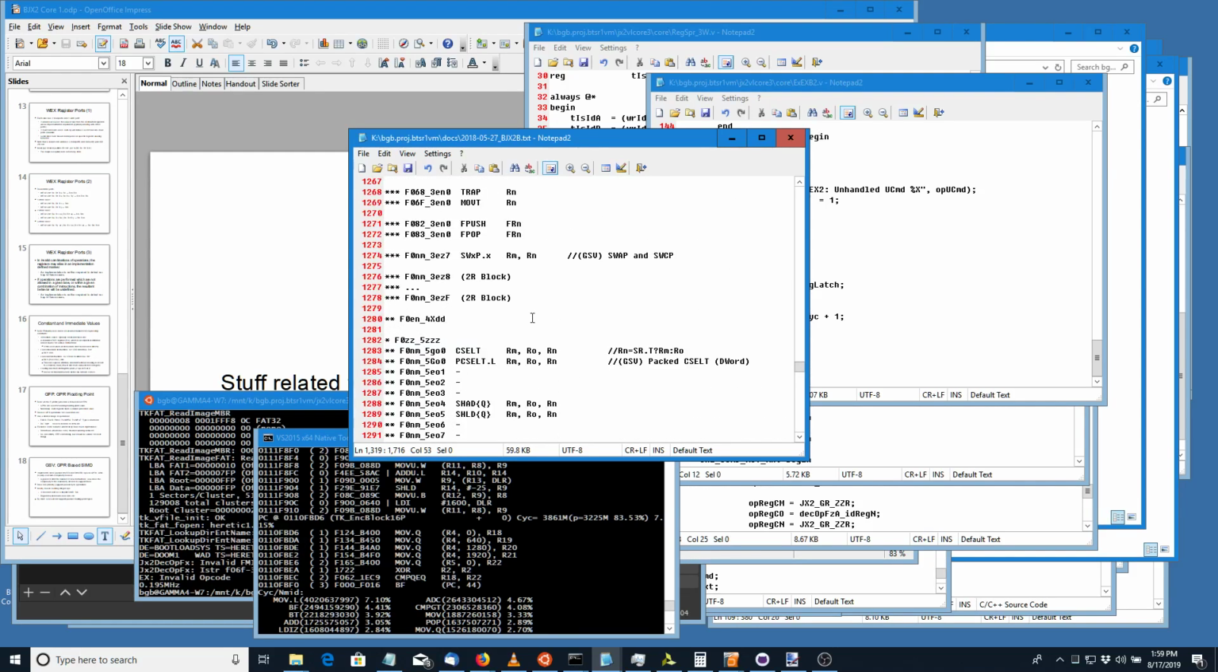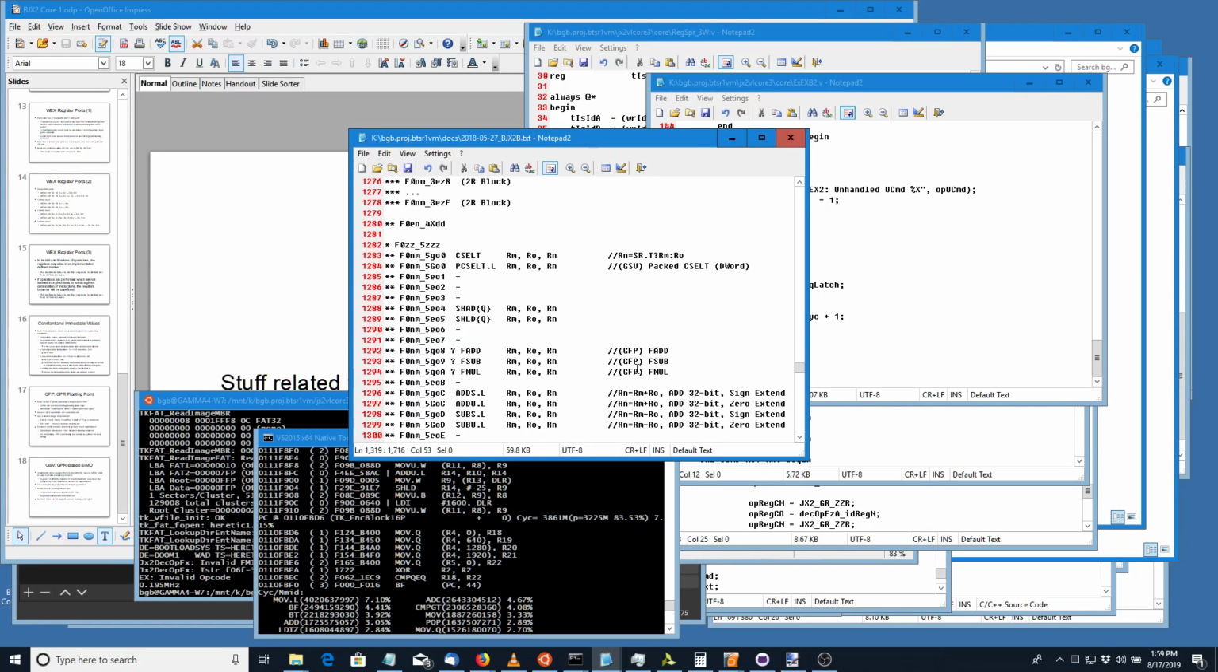So GFP ops are by themselves. No FDiv for GFP because GFP doesn't do divide, more or less at all.